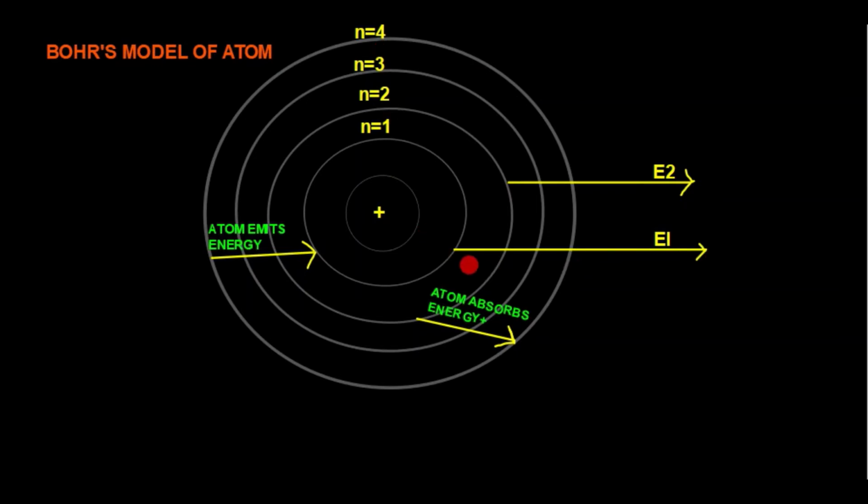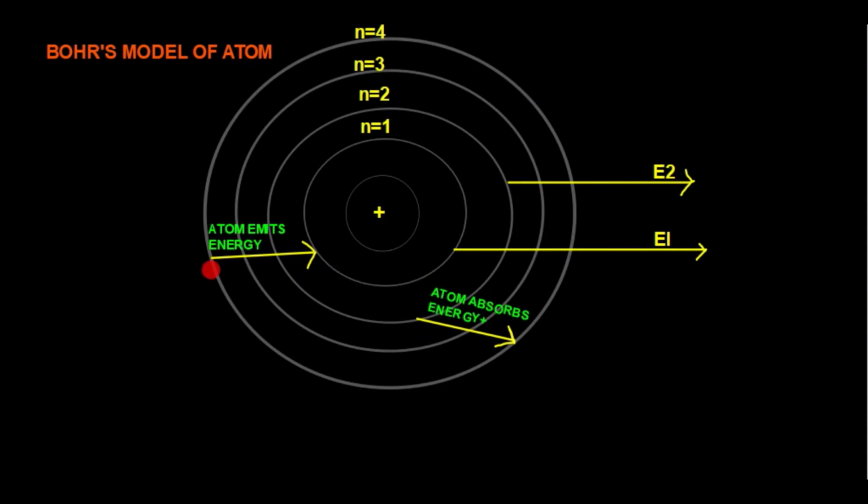E1 is the energy of the electron in the lower energy level. This is n equal to 1, the first shell or the first orbit. In this orbit, the energy of the electron is lesser, that is E1. This is the second energy level where n is equal to 2. Here the energy of the electron is greater, that is E2.